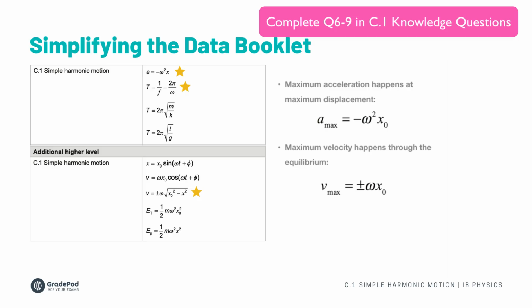Similarly, if you're asked to find the maximum acceleration, that happens at the extremes, when the object is changing direction rapidly. And in that case, at the extreme, that is known as the amplitude. So if you're asked to find the maximum acceleration, you should insert the amplitude at this stage here.